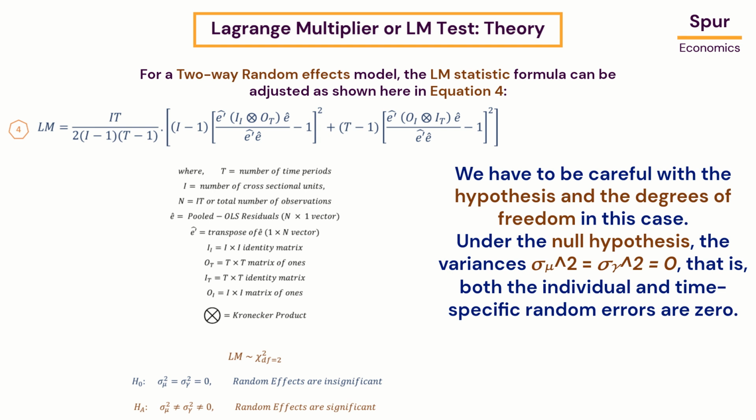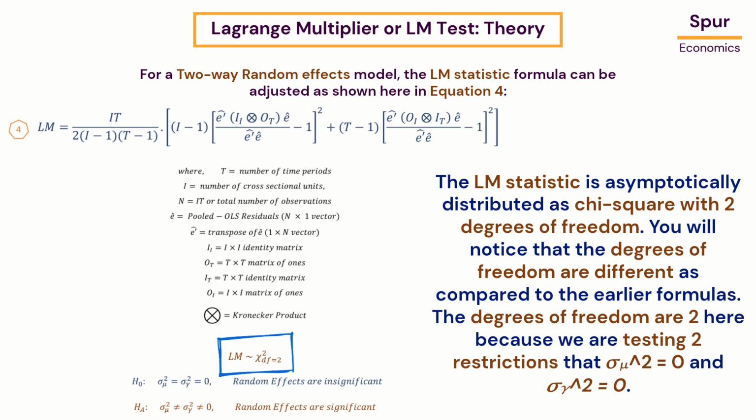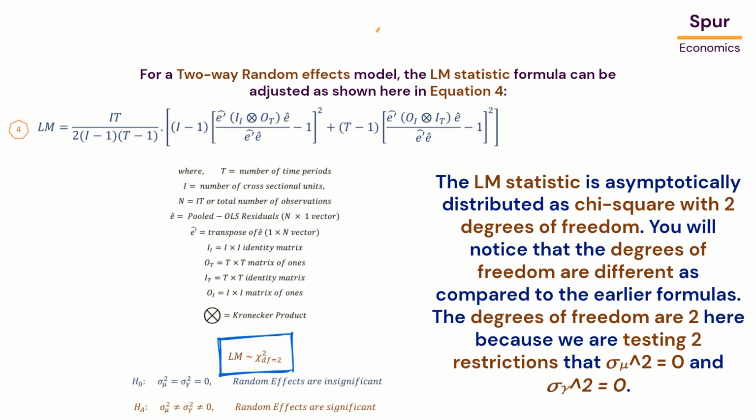Under the null hypothesis, the variances sigma mu square and sigma gamma square are 0, that is, both the individual and time-specific random errors are 0. Under the alternate hypothesis, at least one of the random error variances is non-zero and the random effects are significant. The LM statistic is asymptotically distributed as chi-square with 2 degrees of freedom. You will notice that the degrees of freedom are different as compared to the earlier formulas. The degrees of freedom are 2 here because we are testing 2 restrictions: that sigma mu square is 0 and sigma gamma square is 0.